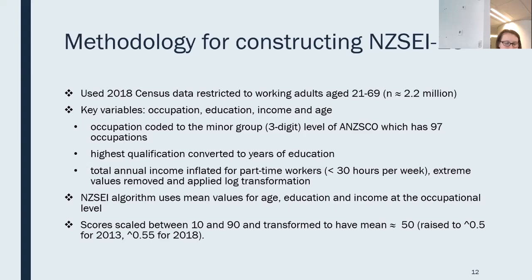Earlier versions of the NZSEI applied a square root transformation. We used a slightly different transformation for 2018 to get the final scores to have a mean of exactly 50. So the 2018 scores are a bit higher than the 2013 scores.